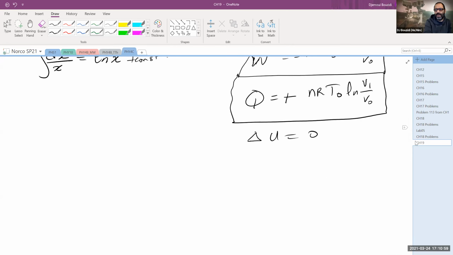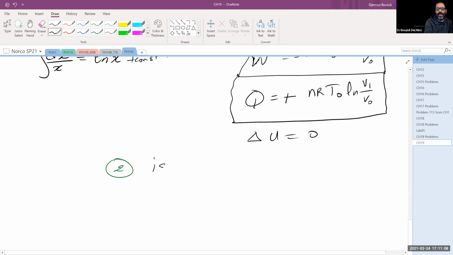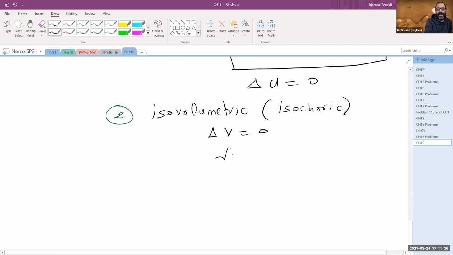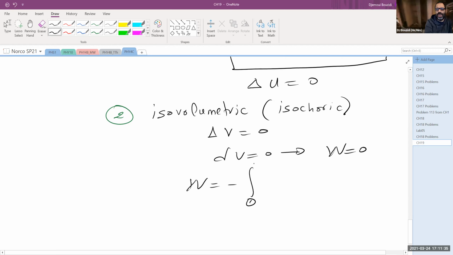Process number two that I wanted to talk about, because it's kind of nice too, is the isovolumetric process. I call it isochoric because it's easy, meaning that there is no change in volume. Since dV is equal to 0 in this process, it's very easy. dV is equal to 0, that means W is equal to 0. Remember, W is the integral from the initial state to the final state of P dV. And if the volume doesn't change, then this whole thing is 0. So that's an easy process.